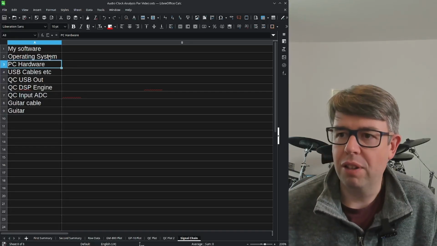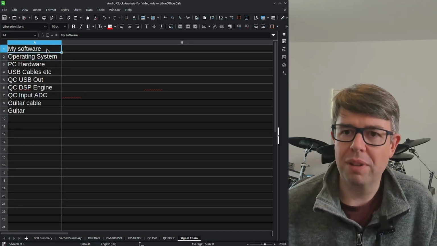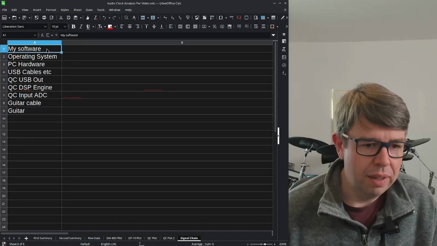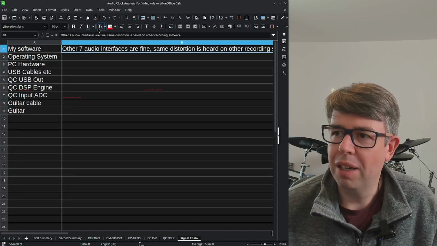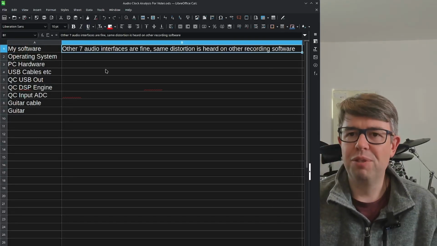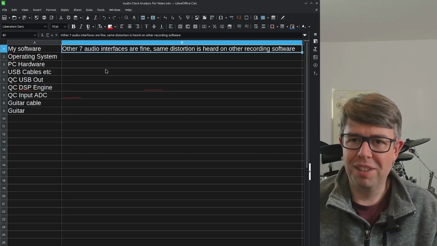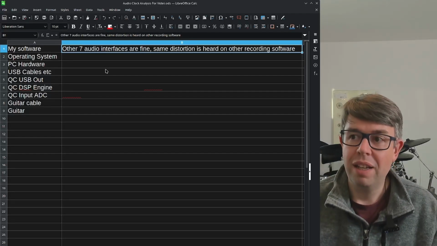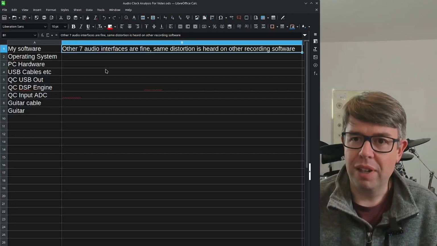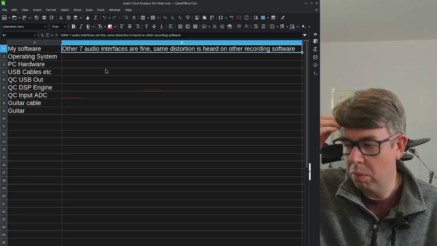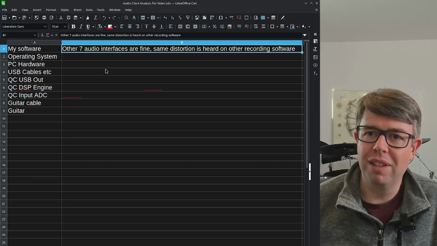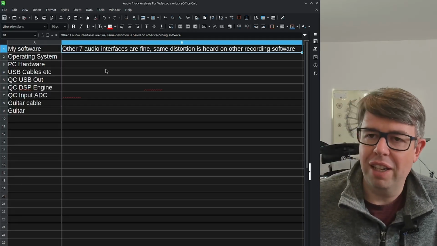And then we have the operating system that I'm using. And then on top of that is my recording software. We'll start with my software. I'm going to say, because the other 7 audio interfaces, which are plugged into the same software, are fine and sound fine. And also because when I use other recording software that I didn't write, I hear the same distortion.